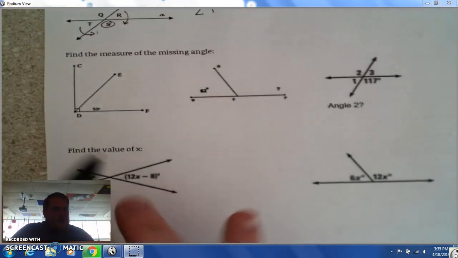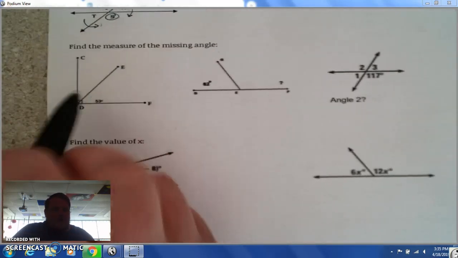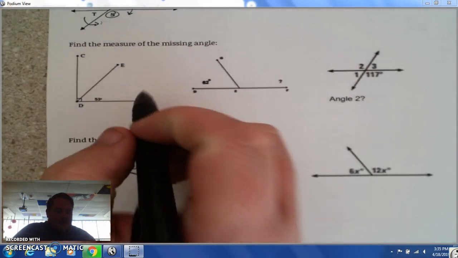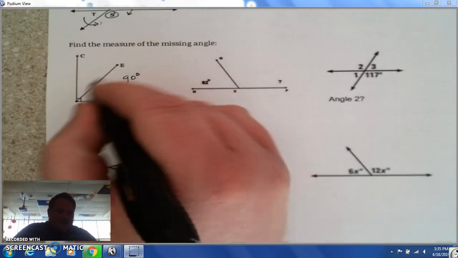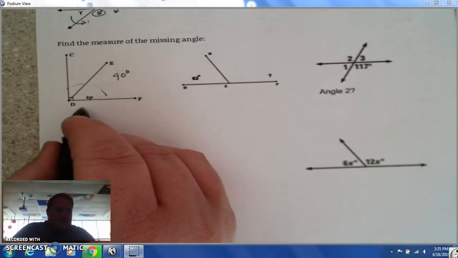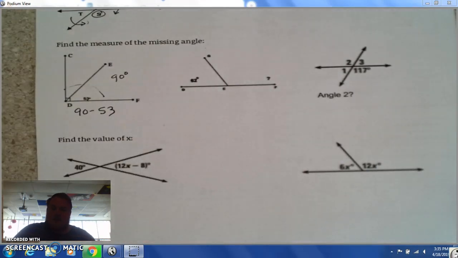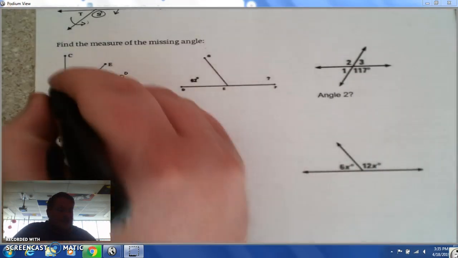Okay. Find the measure of the missing angle. Here we are given a square L, so we know that this is 90 degrees in total, but we know that's 53. So 90 minus 53 is going to give us our answer, and that's going to give us 37 degrees.